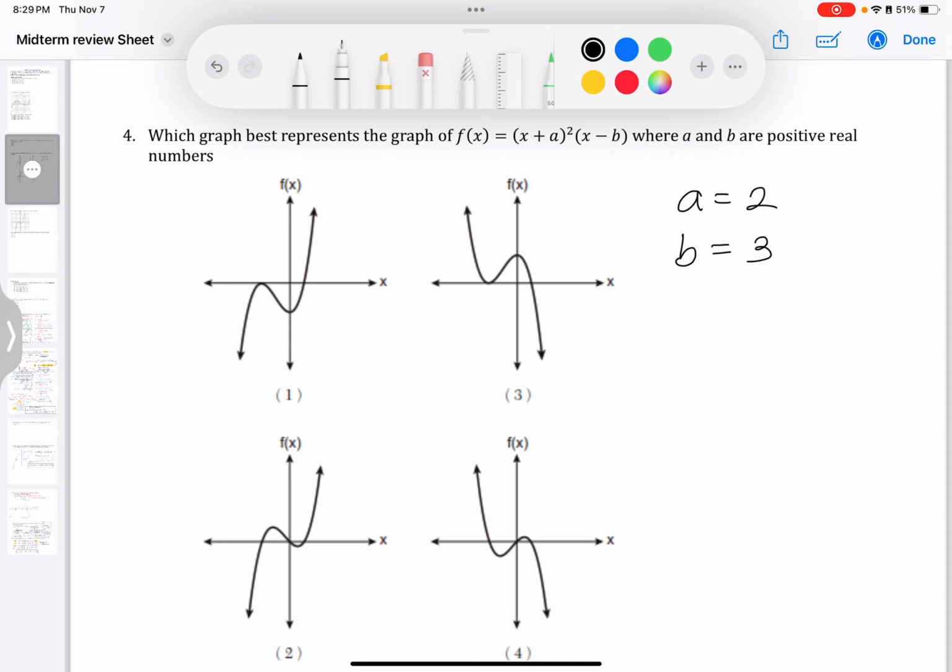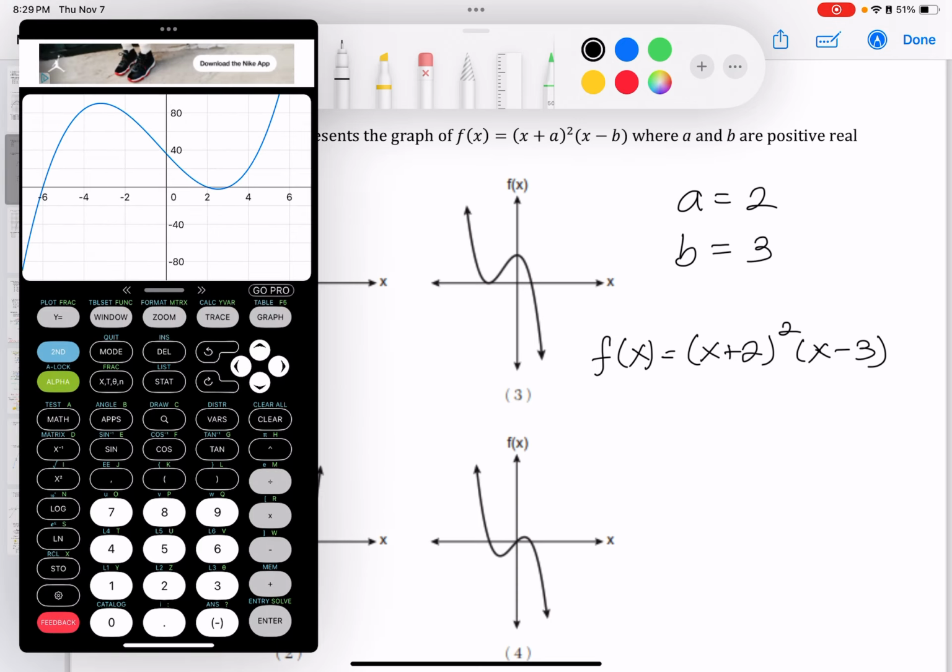So let's substitute a and b with the values of 2 and 3. For example, f of x equals (x plus 2) squared times (x minus 3). Do not change the signs in the polynomial. Just replace the a with 2 and the b with 3. And this is how it should look.